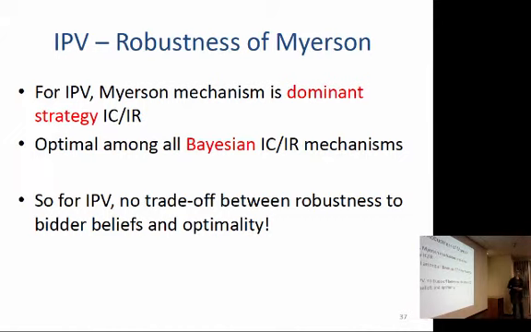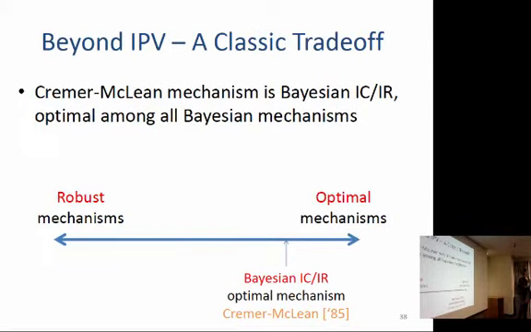Okay, so why doesn't this all come up in the IPV model? Just because the Myerson mechanism is really cool in the sense that it's dominant strategy IC and IR, so the best you can hope for in that respect. But it's optimal among the very wide set of all Bayesian IC and IR mechanisms. So it's the best you could hope for. It's like the best of both worlds, and there's no trade-off between robustness to bidders' beliefs and optimality in the IPV model. Okay, so this is really remarkable, and indeed it doesn't hold beyond IPV.